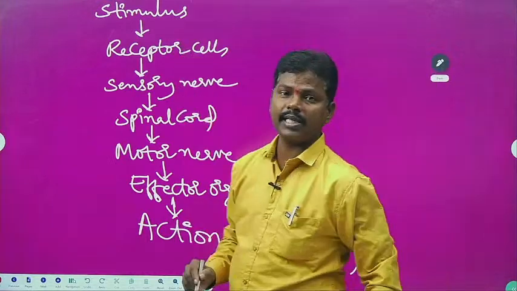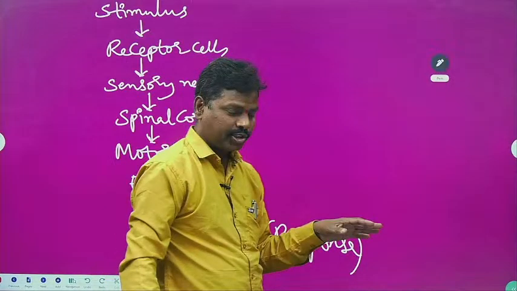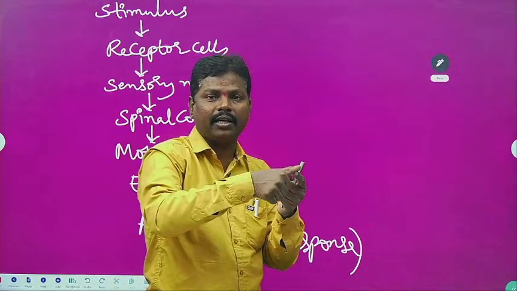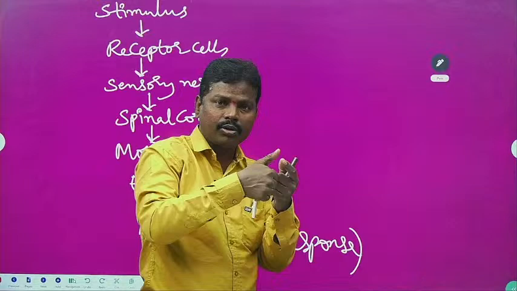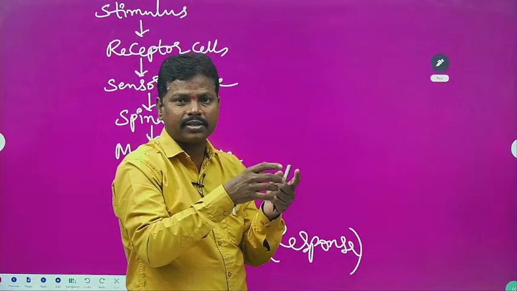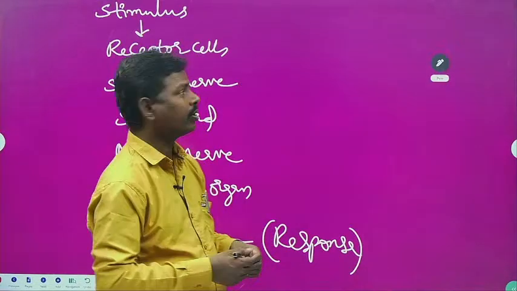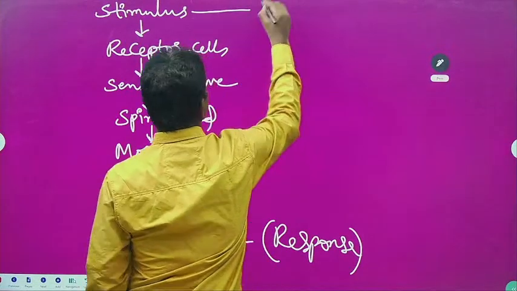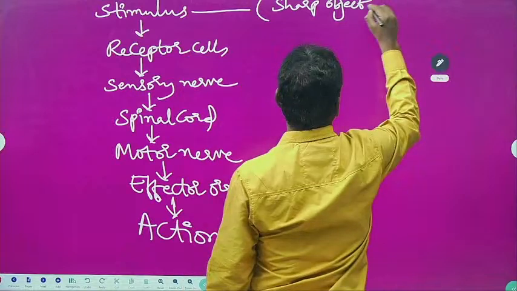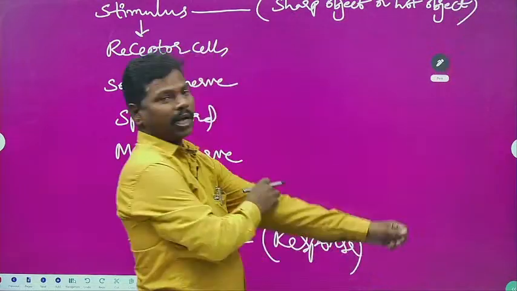What is stimulus actually? Touching a hot object or stepping on a sharp object, or touching our finger to a needle or to thorny plants. Generally when we are plucking a rose or any flower on thorny plants, the thorn will prick our skin, unexpectedly it happens. So stimulus is nothing but, let us say, sharp object or hot object.